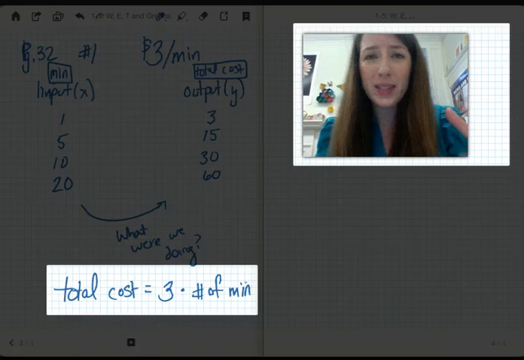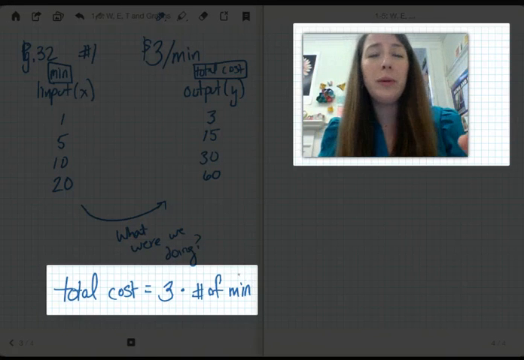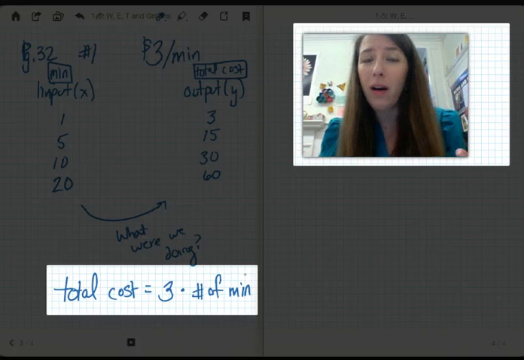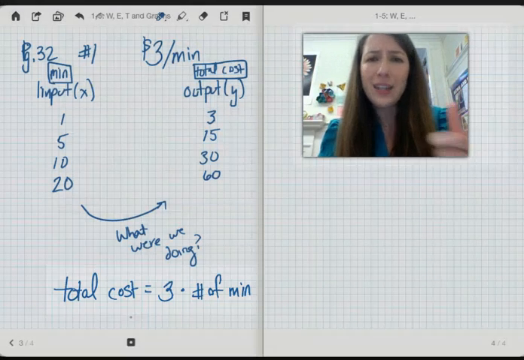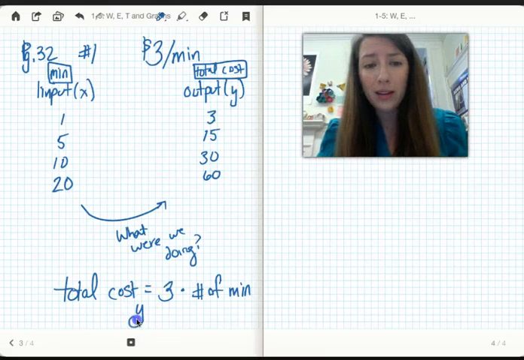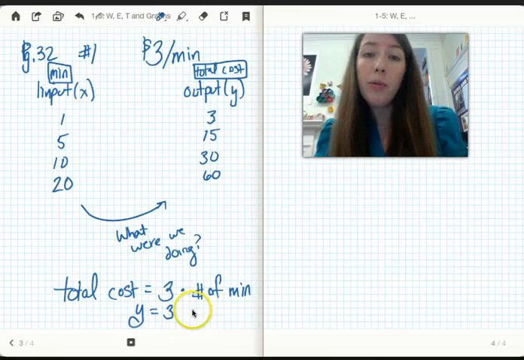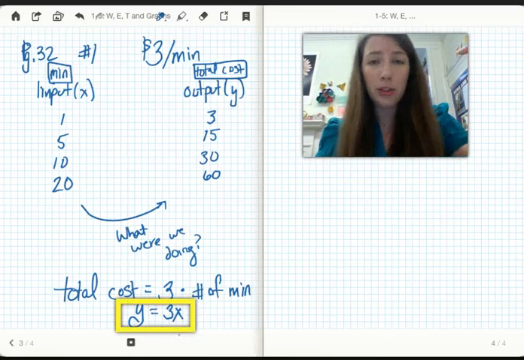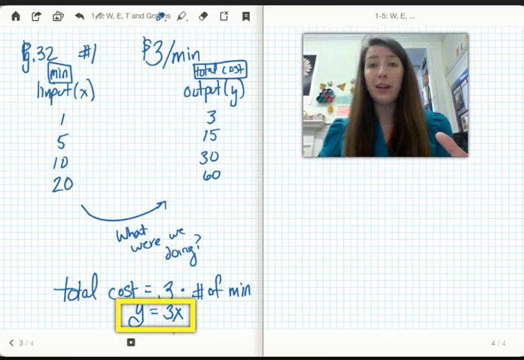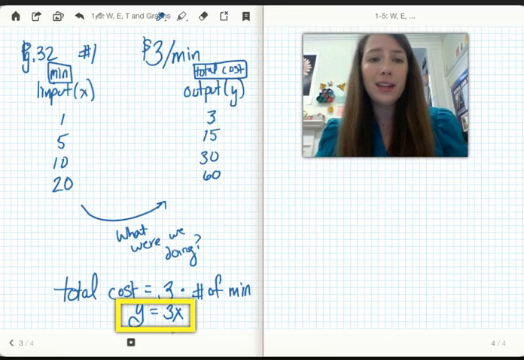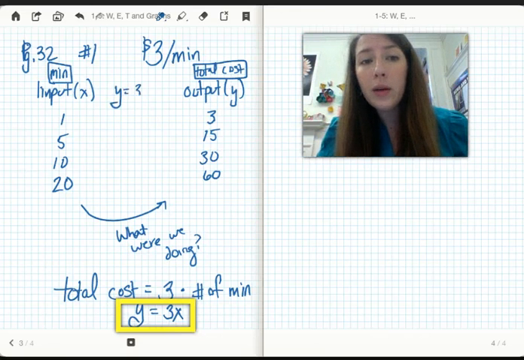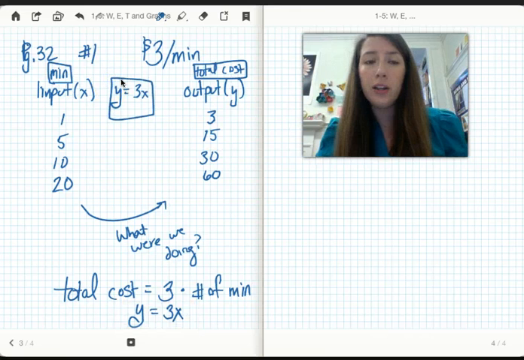If you can use words and symbols to describe rules at first, it will be a lot easier to figure out what's going on, and then you can substitute in your X's and your Y's, because then we can go, oh yeah, total cost, that's Y. I have my 3. Number of minutes, that's being represented by X. Now, if you can immediately jump to Y equals 3X, that's great. You can go ahead and do that. But if you need to think a little bit more about it, write these things down. So let's go up in the top of the table and write Y equals 3X, because that is our function rule.